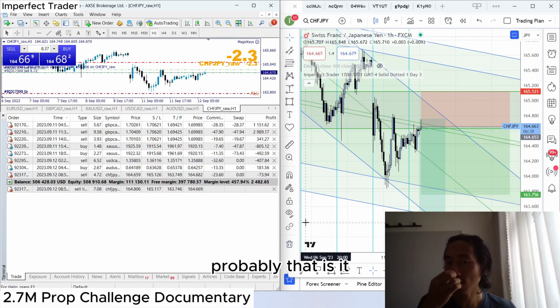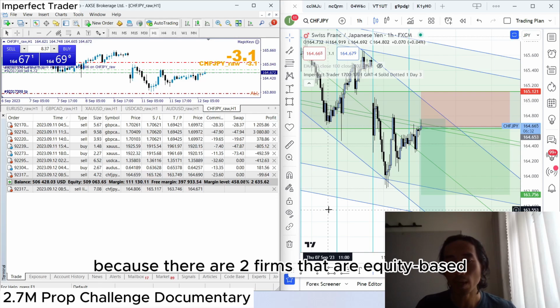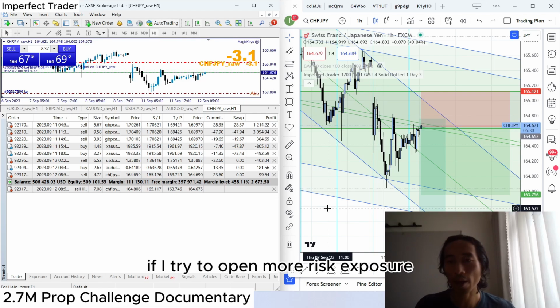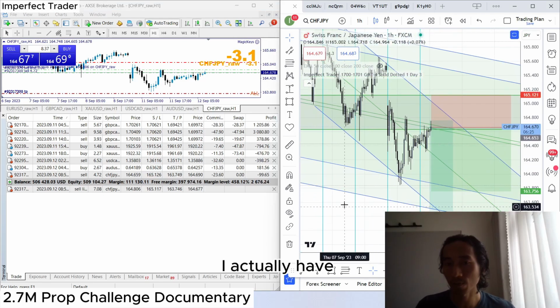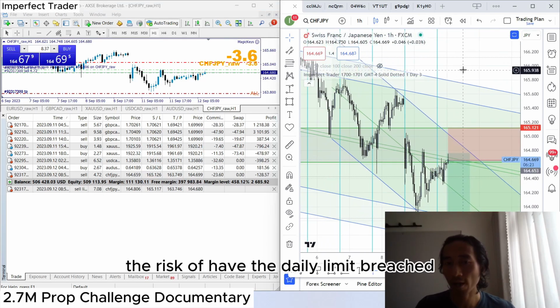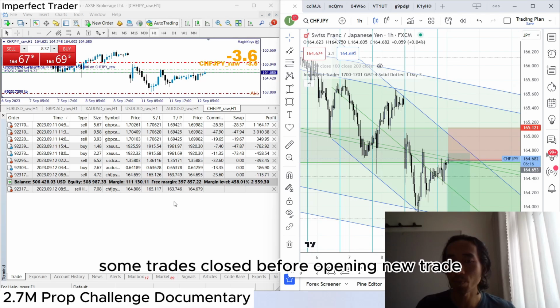Probably that is it. I don't want to open more positions to increase the risk exposure because there are 2 firms that are equity based. If I try to open more risk exposure, I actually have the risk of a daily limit breach. That's the reason why for now I'm going to wait for some trades to close before opening new trades.